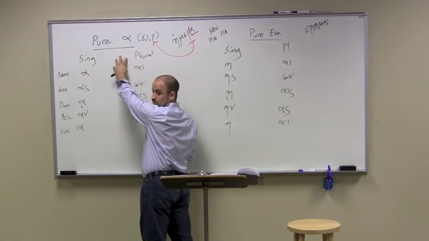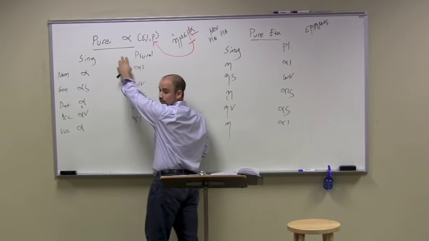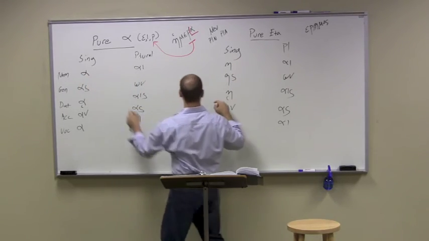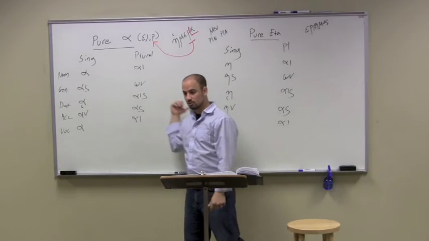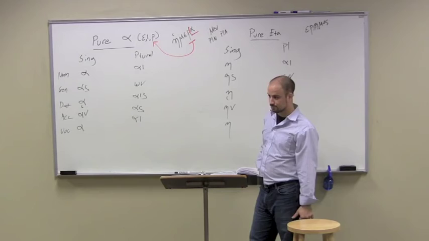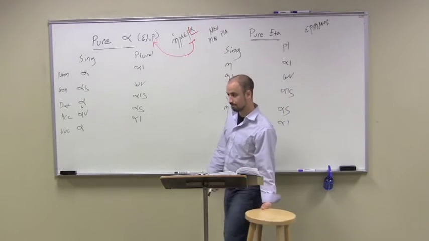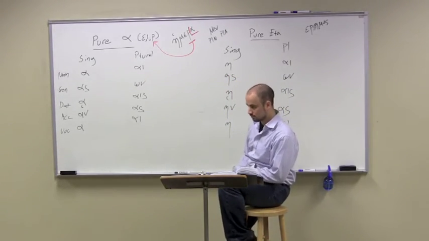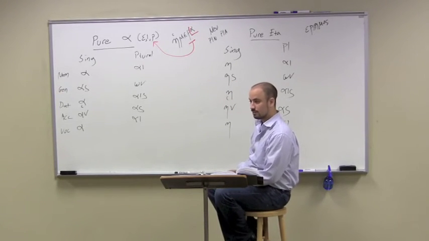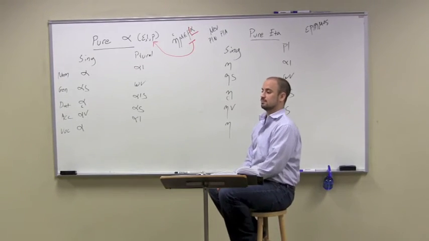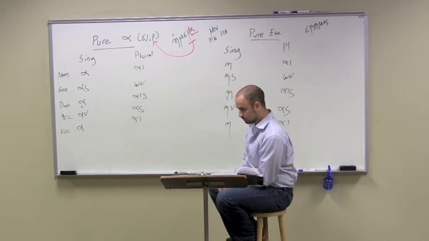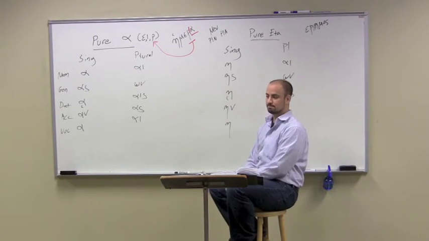Pure alpha. If you memorize pure alpha, when you move to the pure eta, substitute an eta for the alpha. Where am I looking for the eta when I see a word? Is it the very end? Very last letter. If you see a word with an eta as the last letter, then you know that that's the nominative singular, first declension, most likely feminine. Correct.